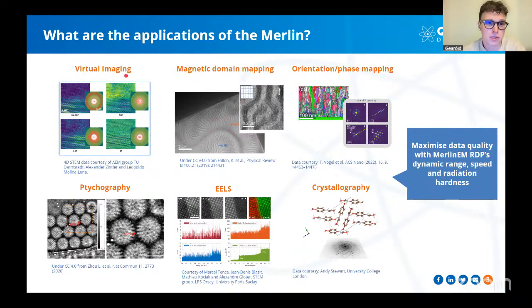So you can perform techniques like virtual imaging, magnetic domain mapping, orientation phase mapping, ptychographic imaging, and the actual properties of the Merlin, its dynamic range, its speed, and radiation hardness make it also very good for different applications in the microscope, especially if you have the right tiling. So techniques like electron energy loss spectroscopy, and of course, electron crystallography. So today I'll briefly cover orientation, phase mapping, and also crystallography.